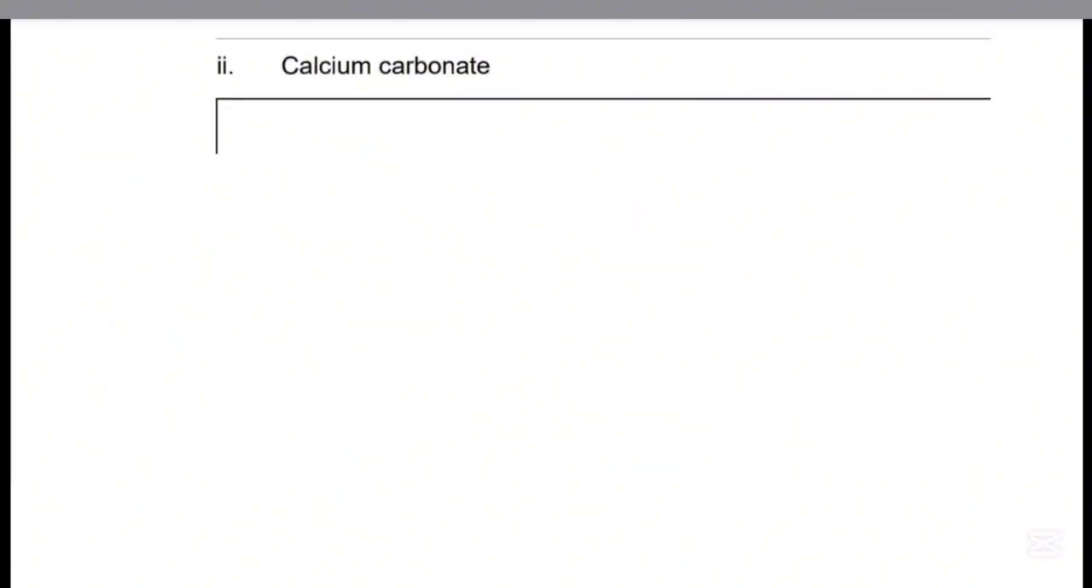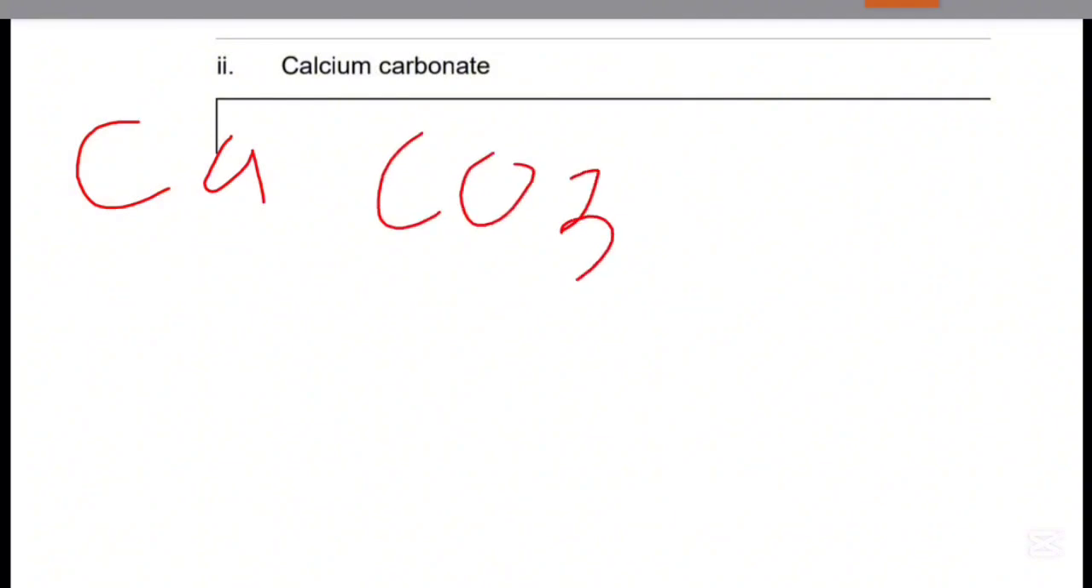So next we have calcium carbonate. So calcium and carbonate. So what is the valency of calcium? The atomic number of calcium is 20 and the electronic configuration is 2, 8, 8, 2. So therefore the valency of calcium is 2.